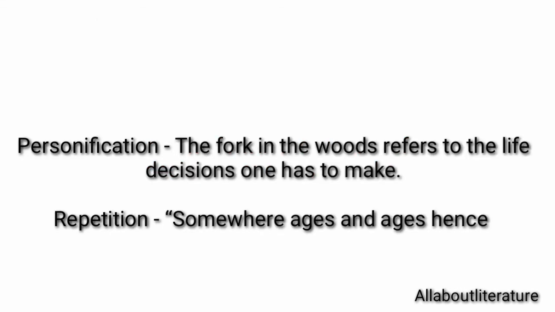The next poetic device used is personification. The fork, or the point where the road is getting divided into two in the woods, refers to the life decisions one has to make. The next poetic device is repetition. There is a line in the poem, somewhere ages and ages hence. The word ages is repeated twice.